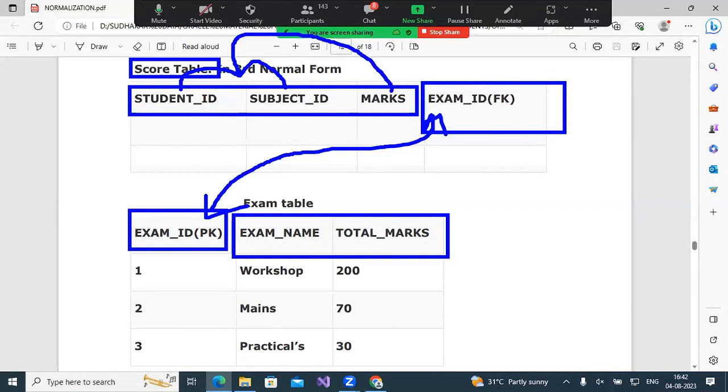Fully dependent means the second normal form is satisfied. Next, there are no transitive dependency columns. So first normal form is satisfied, second normal form is satisfied, and third normal form is also satisfied.